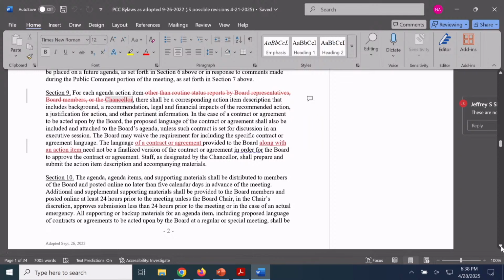So we're still in the meeting section, just kind of cleaning up again some sort of housekeeping issues here. This seems to suggest that the monthly reports and commentary you get from the board representatives are an action item. They're not. They're just information items. So I thought we could make that clear here.